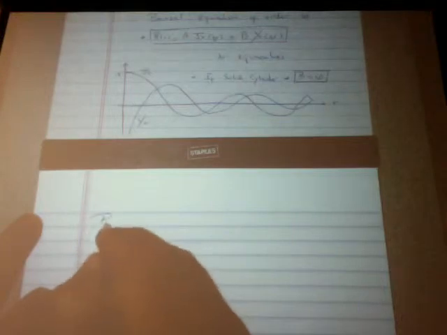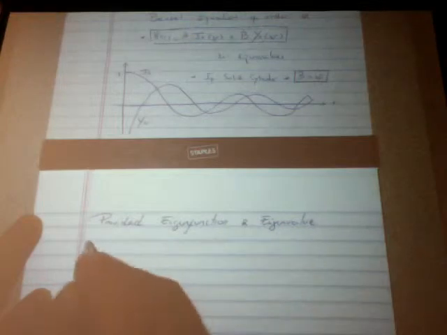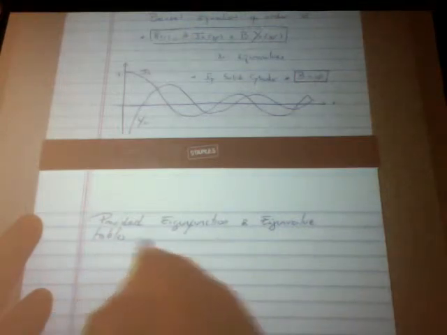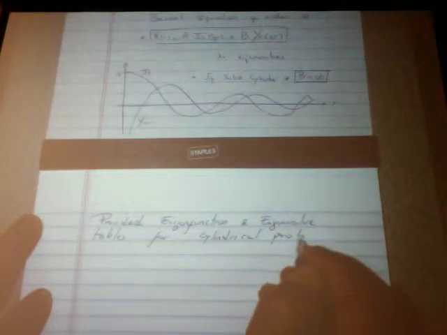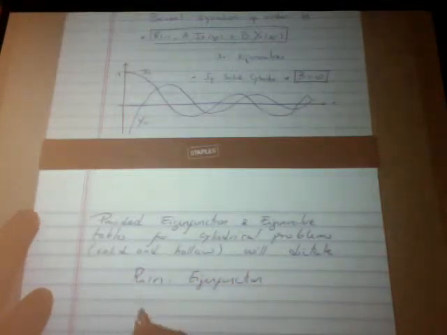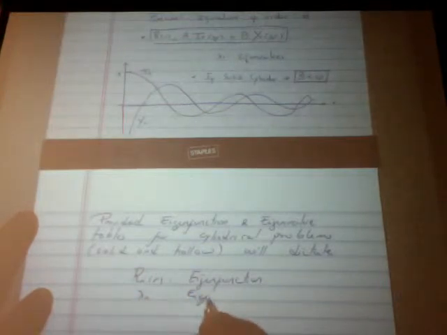The provided eigenfunction and eigenvalue tables for cylindrical problems, solid and hollow, will dictate Rn of R the eigenfunction, lambda n the eigenvalue, and the norm of Rn of lambda n.